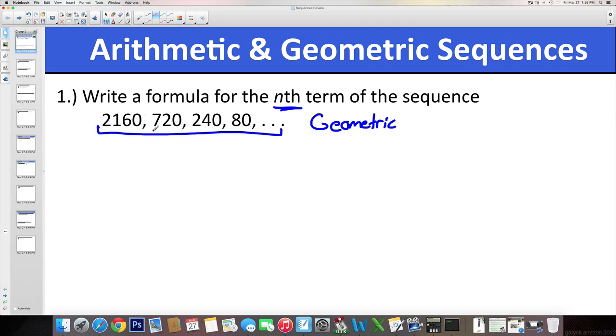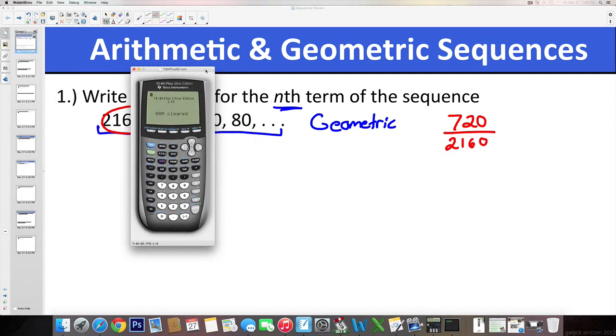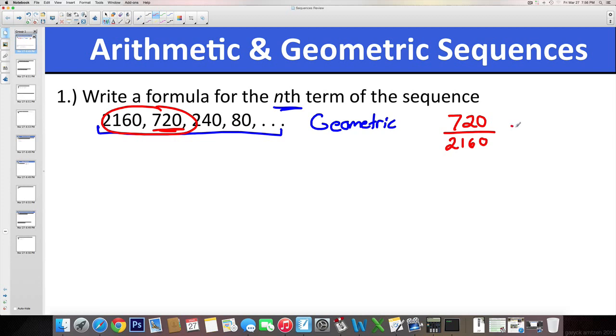So in order to figure out a common ratio, we take a term and we divide by the one previously before it. So 720 divided by the term previously before it, which is 2160. So we can go ahead and use our calculator and figure out what fraction that is. 720 divided by 2160. And that is 1/3. So our common ratio is 1/3.